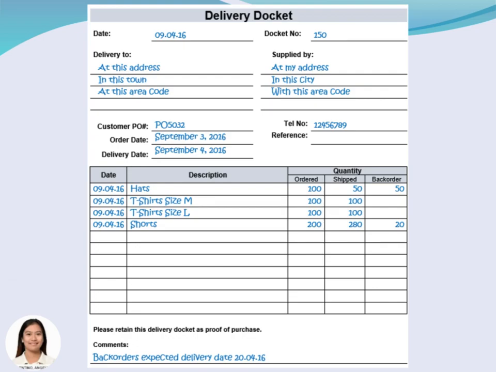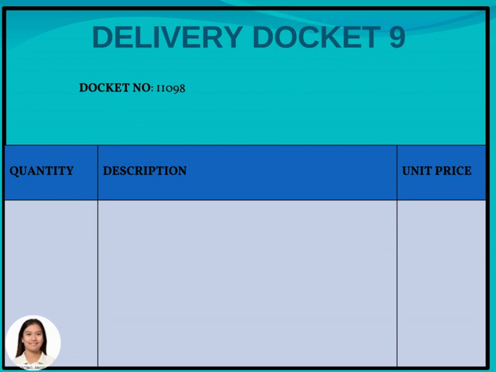In addition, it should include information about items that have been ordered but have not been supplied due to lack of availability. Before accepting goods being delivered, it is vital to check the delivery docket closely. Ensure that the name on the delivery docket is your company's name. Match the delivery docket to the relevant order form by comparing the numbers of both forms.